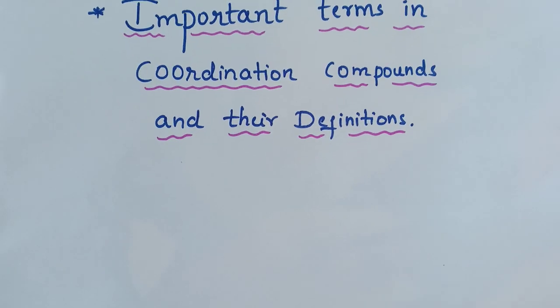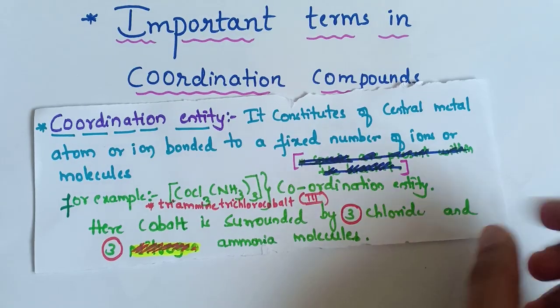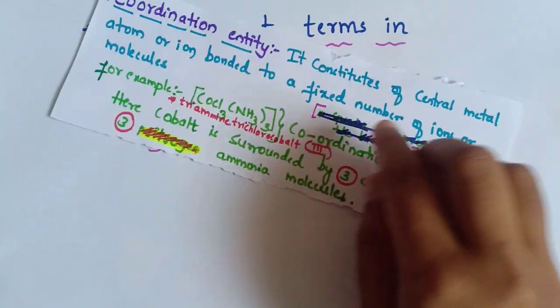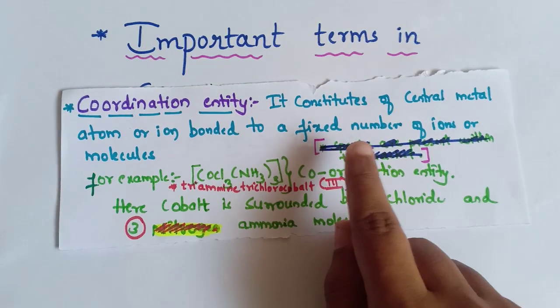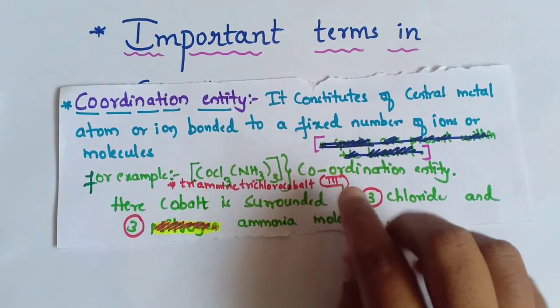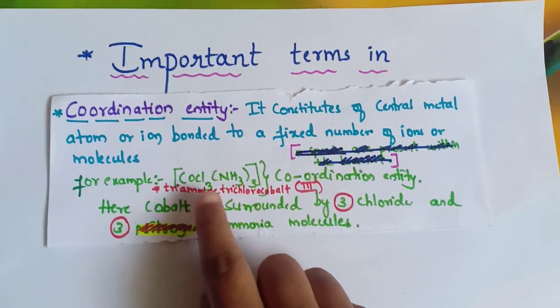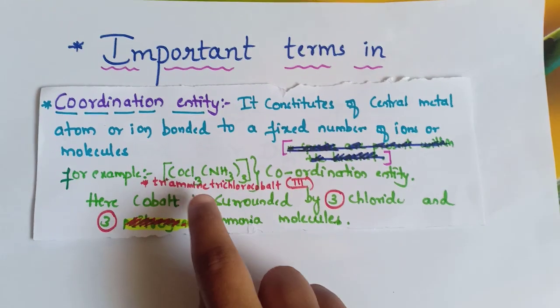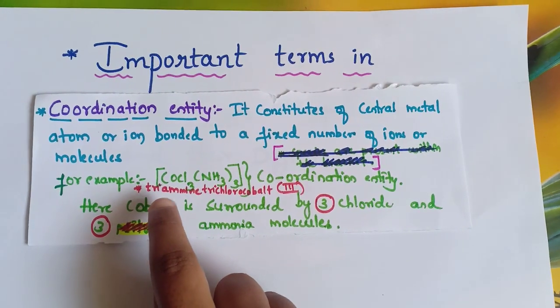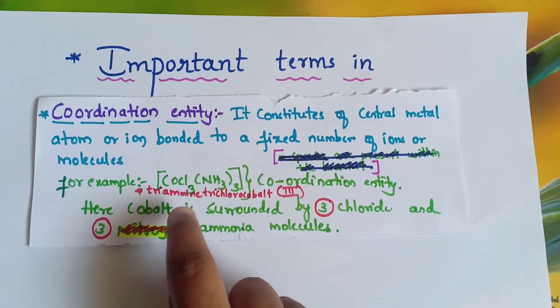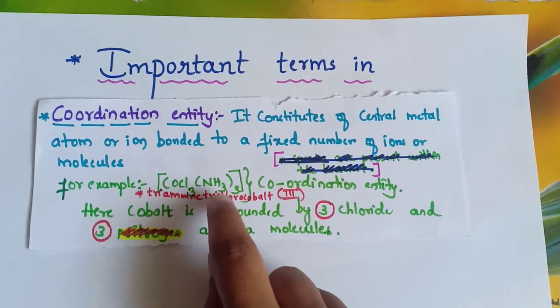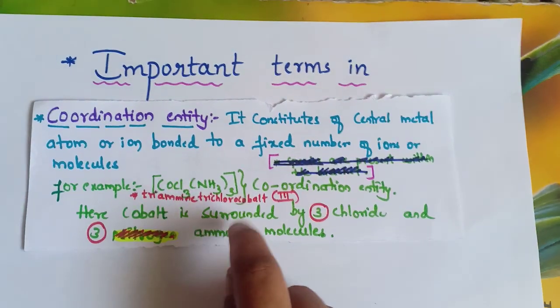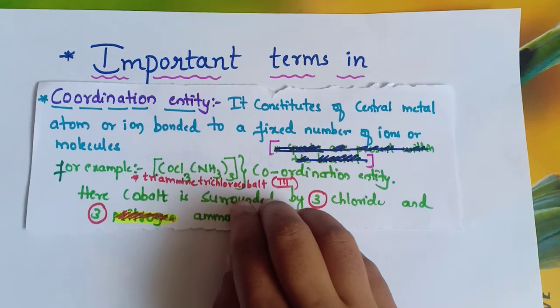These are very important. First is coordination entity. It constitutes a central metal atom or ion bonded to a fixed number of ions or molecules, that is, ligands. Here the cobalt is a central metal atom. It is surrounded by 3 chloride and 3 ammonia molecules. Here you can see it is a coordination entity.